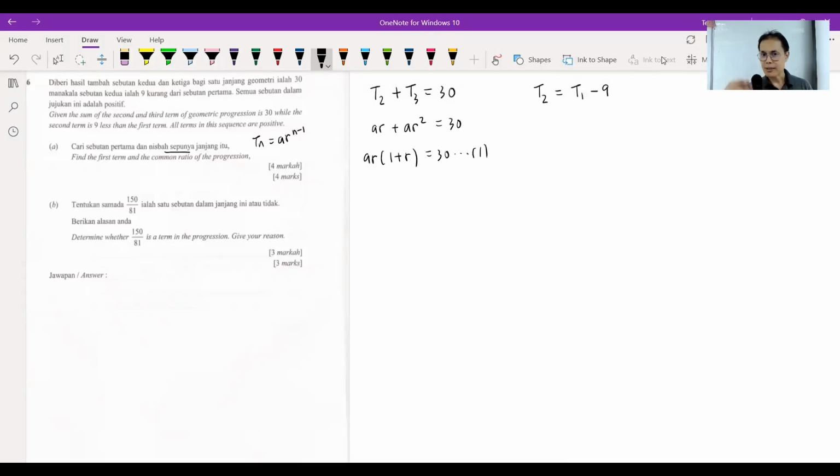So for this one, right, it's better for me to arrange in the same order. So I'm going to bring my T2 to the right, 9 to the left. So T1 minus T2 is 9. a minus ar is 9.